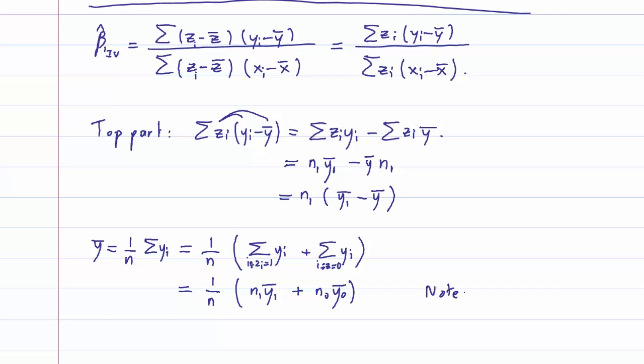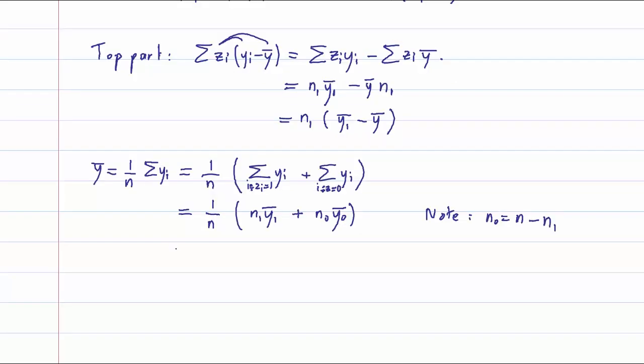Note, n0 equals n minus n1: n0 is n, the total number of people, minus n1, the number of people in the treatment group. So I can rewrite this as 1 over n times (n1 y1 bar plus, and then I can get rid of the n0 and just have n minus n1 times y0 bar).